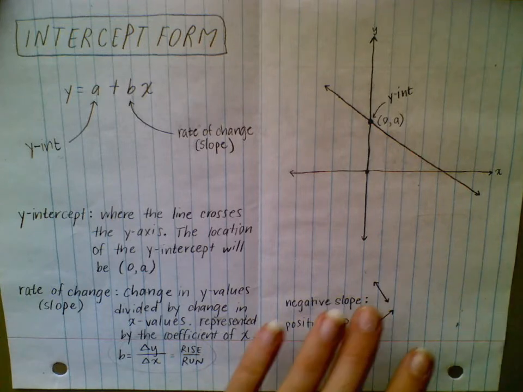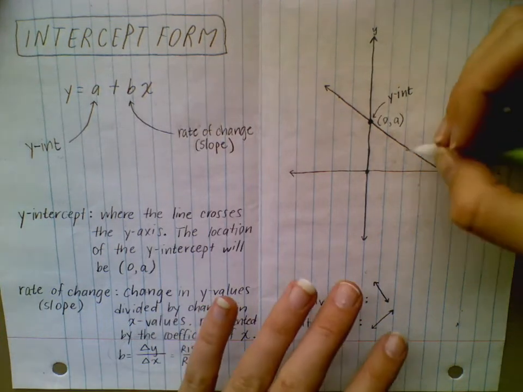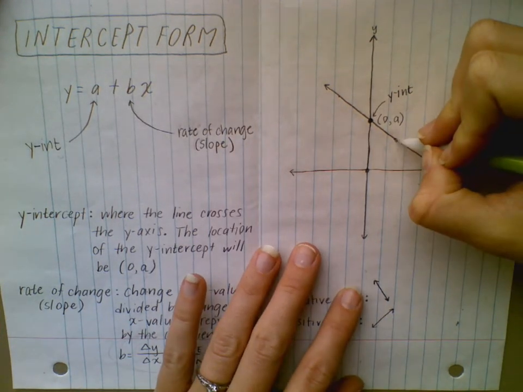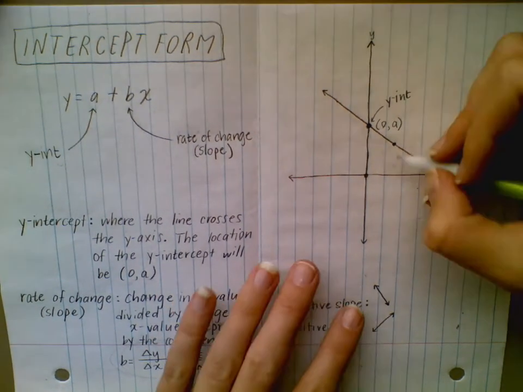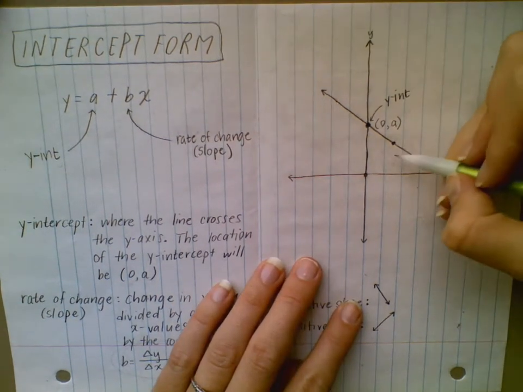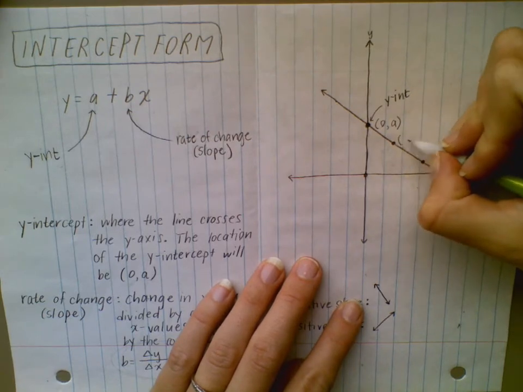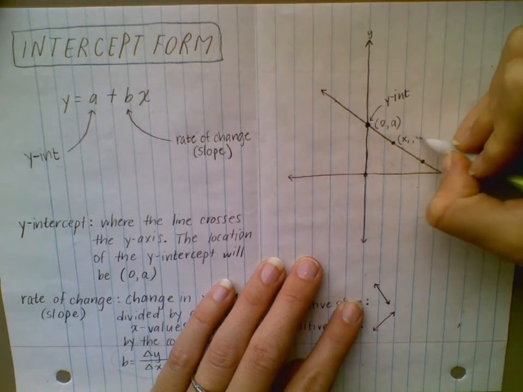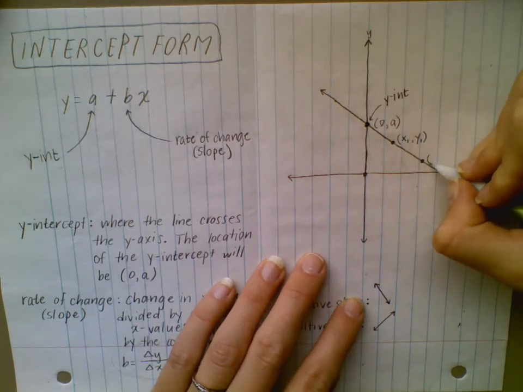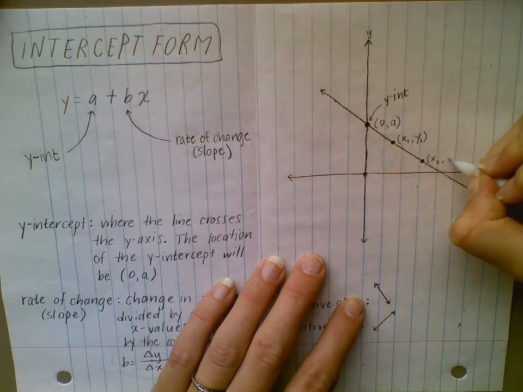So let's take a look at 2 points. You can look at any 2 points on your graph. Let's look at these two, that one and this one. Let's call the ordered pair here, it's going to be an x value, we'll call it x1, and a y value, we'll call that y1. And then this one down here we'll call x2, y2.